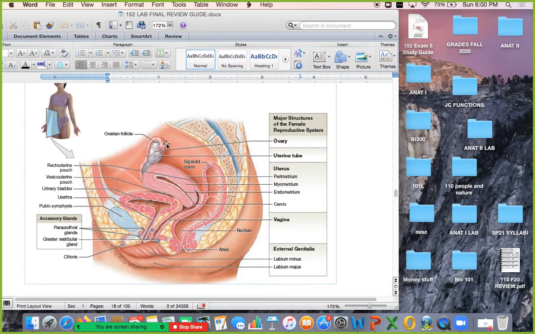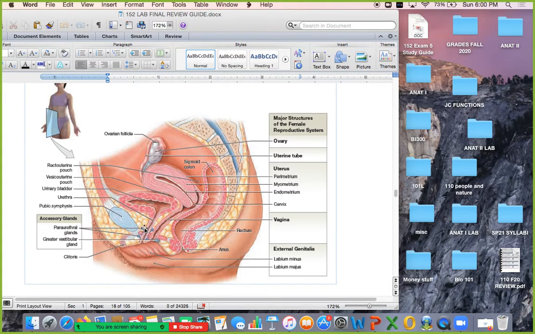For instance, the actual site of fertilization is going to be in this fallopian tube, and then the fertilized zygote is going to travel down, become a morula, become a blastocyst, and implant inside the endometrial layer of the uterus. So this here is the uterus. The uterus sits right on top of the urinary bladder. And then that's going to be right on top of the pubic symphysis, which is the bone itself here.